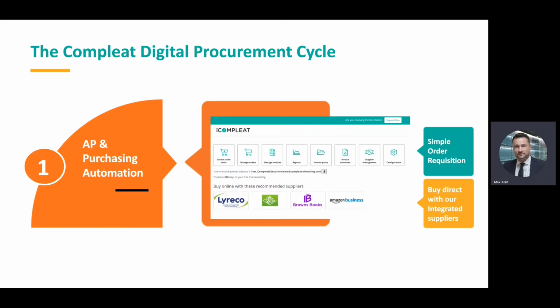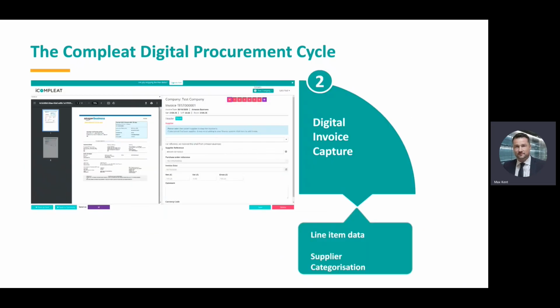Number one, AP automation and purchasing. The cycle usually begins with users of our Compleat purchase to pay system raising orders through our software, either via punch-out integrations to the online ordering websites of their key suppliers or through a more traditional purchase order requisition form. Either way, the order is now within our system, and this will generate data that, via our software, will automatically map to the supplier invoice once it arrives within our system to automate the purchasing process.